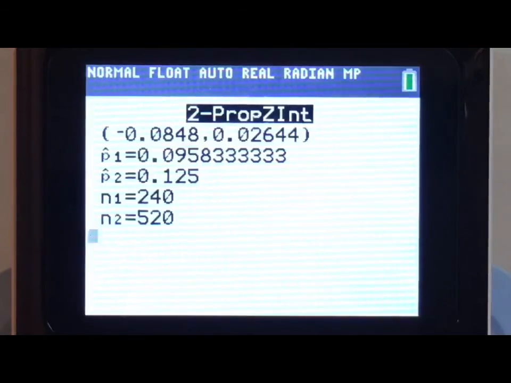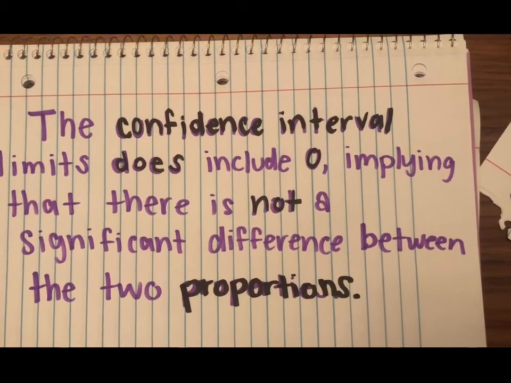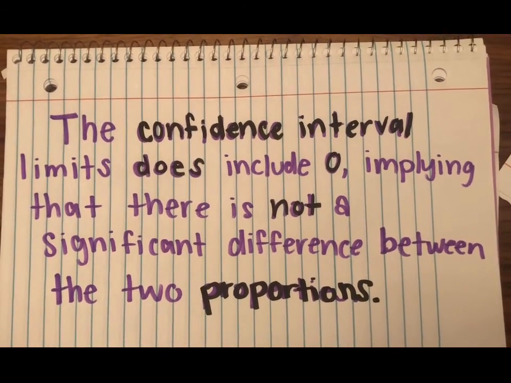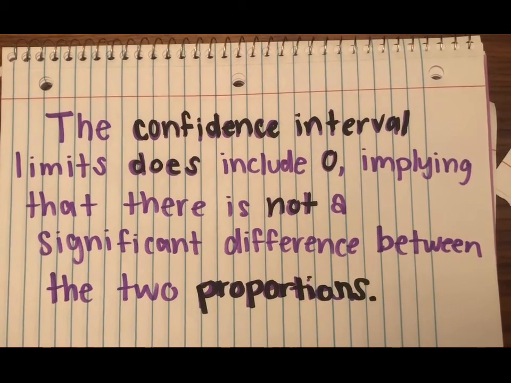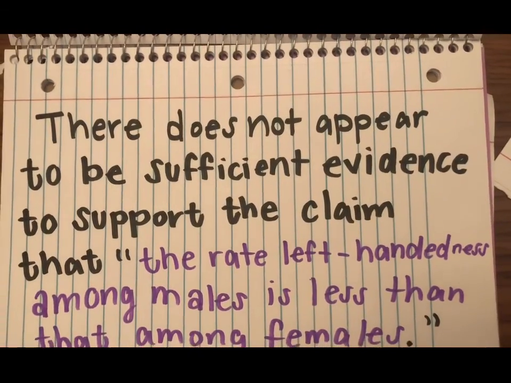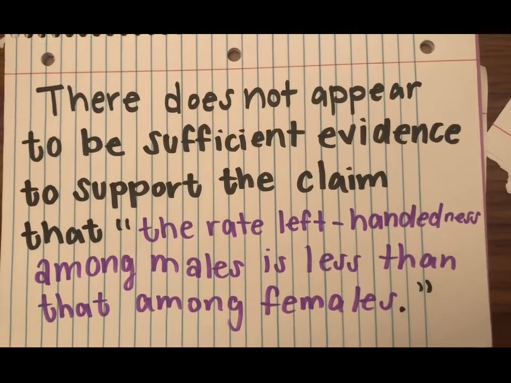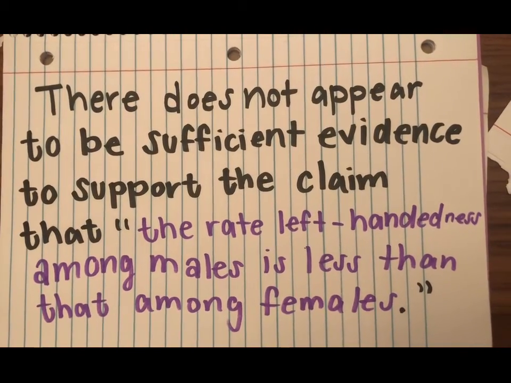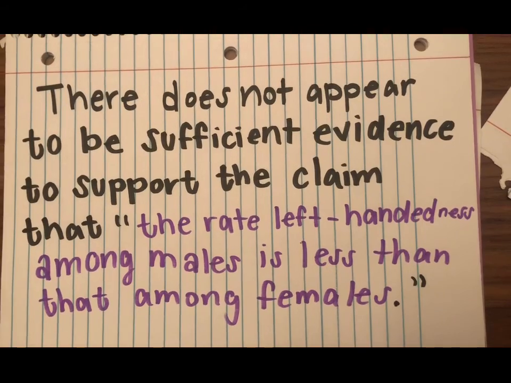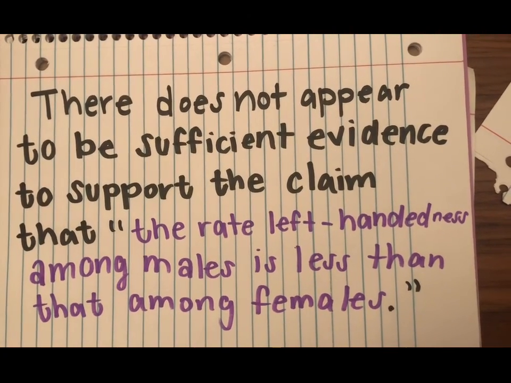Hi, my name is Lyliana, and I'll be stating the results, which are: the confidence interval limits include 0, implying that there is not a significant difference between the two proportions. Also, there does not appear to be sufficient evidence to support the claim that the rate of left-handedness among males is less than that among females.